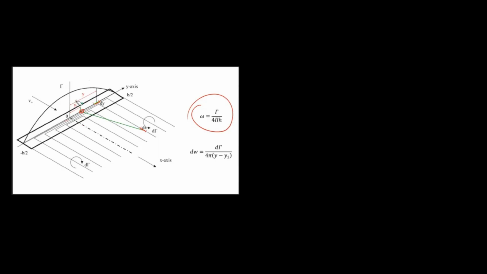I am taking the dy at y distance from the reference point, and this dw is at y1 distance. Is that clear? That's y1, y, dy and all.